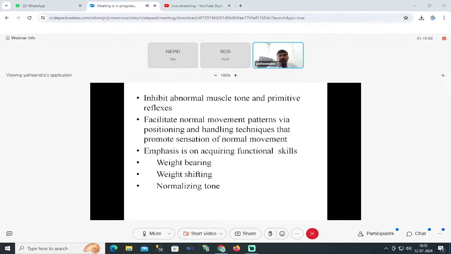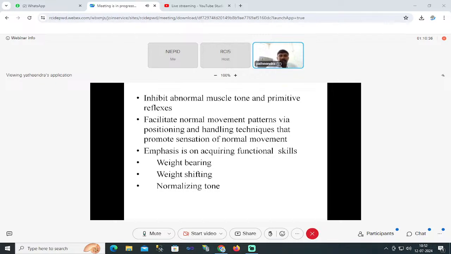So inhibit abnormal muscle tone and primitive reflexes. Like I told you, ATNR is there at 6 to 8 months. After that, it has to be integrated. If it is not integrating, then it has to be inhibited. That's why this approach will be useful in inhibiting abnormal muscle tone and primitive reflexes. And we need to facilitate the normal movement patterns via one of the major techniques, positioning, and the second one is the handling techniques. These handling techniques promote the sensation of normal movements. I can achieve that with the shoulder as a key point of control, or the pelvis as a key point of control. Anything we can take into consideration.